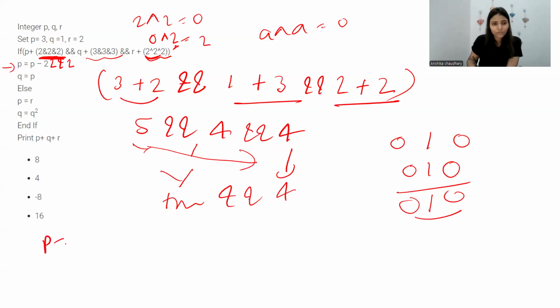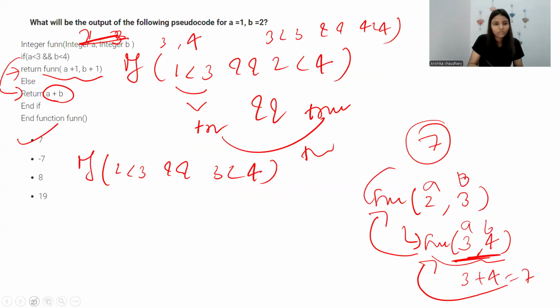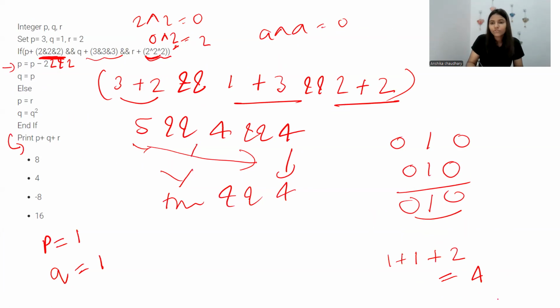Let's come here, p equals p minus 2. So I am updating here p equals p minus 2. So p was 3. 3 minus 2 will become 1. Right. So q assign p, so it will hold the value of p only. Okay, so we are done with this. Now print p plus q plus r. So p is 1, q is 1 and r was 2. So the value of this will become 4. So 4 will be the final answer for this particular question.